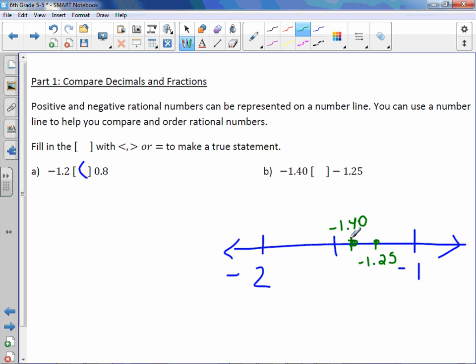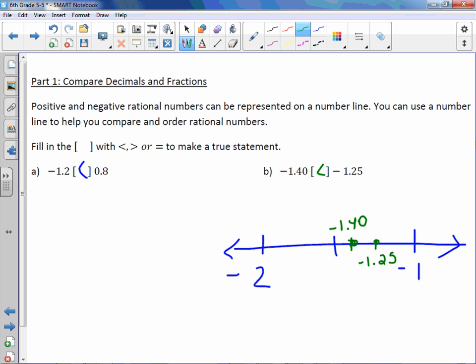When you're looking at numbers on a number line, the number furthest to the right is the larger number. So if we're comparing just these two numbers, negative 1.25 is further right, which means negative 1.25 is greater. So negative 1.40 is less than negative 1.25.